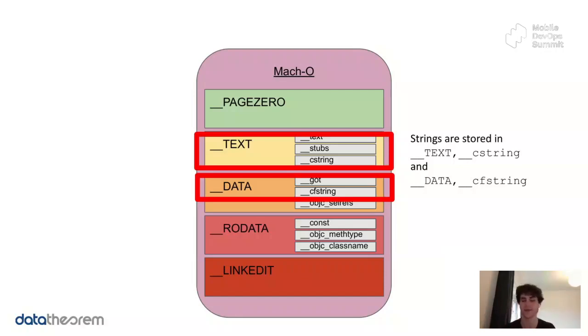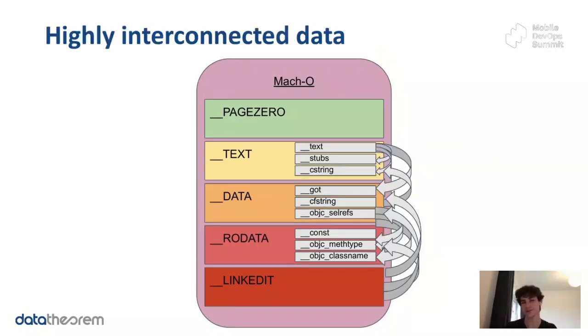kind of data. And one difficulty with Mach-O analysis is that this data is highly interconnected. There are lots of pointers to other pieces of data in the Mach-O. So if you did want to analyze a Mach-O, you have to do lots of jumping around and following links to other places and cross-referencing data before you're able to get to any kind of meaningful information.